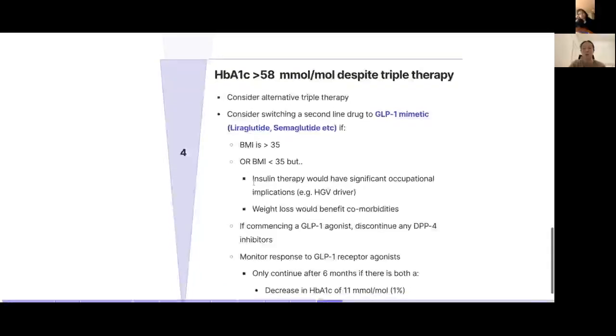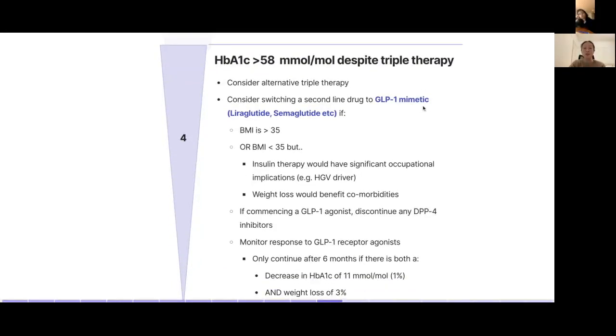So you can then start them on what is quite trendy nowadays, one of the GLP-1 mimetics. So anything ending in glutide, so liraglutide, semaglutide. GLP-1 mimetics are very much second, or in this case, third line drugs. It's not your first option of choice. They act very similar to DPP-4 inhibitors. They act in the same pathway, but at different points. So if you do start them on a GLP-1 agonist, remember to stop any DPP-4 inhibitors you've put them on.